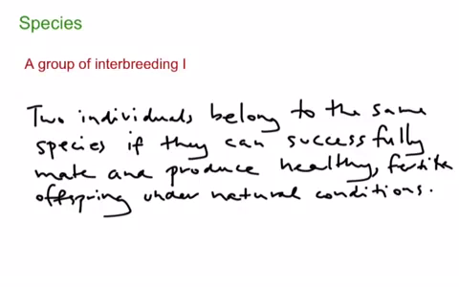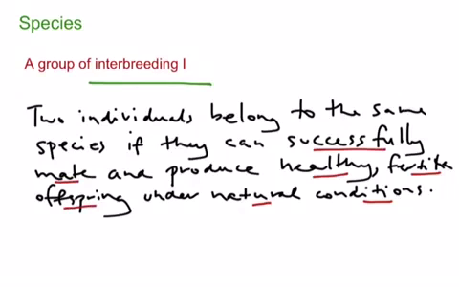So first of all, they have to be able to successfully mate. They have to be able to produce healthy and fertile offspring, that is, offspring that themselves can go on and mate successfully, and they have to do this naturally without human interference. So if two individuals can do this, then technically they belong to the same species. If they cannot do this, then we would say that they are reproductively isolated. So if two individuals cannot successfully interbreed or mate, then they are reproductively isolated from one another, in which case they are not the same species.